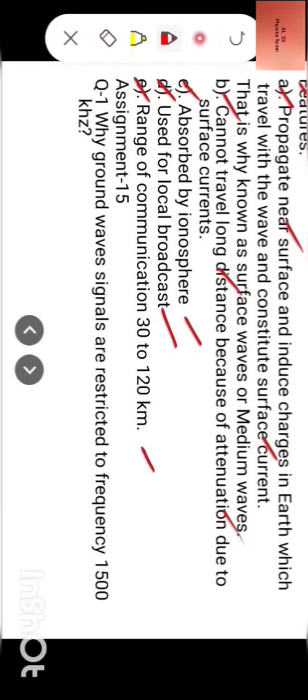Now, assignment 15 starts. Question number 1. Why are ground wave signals restricted to frequency 1500 kHz and not above?